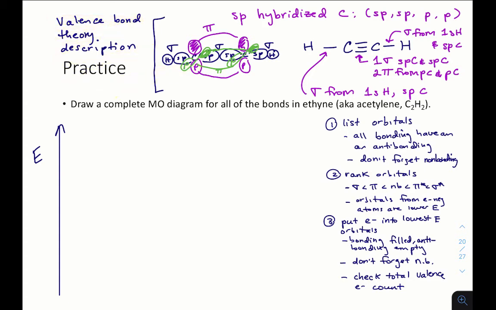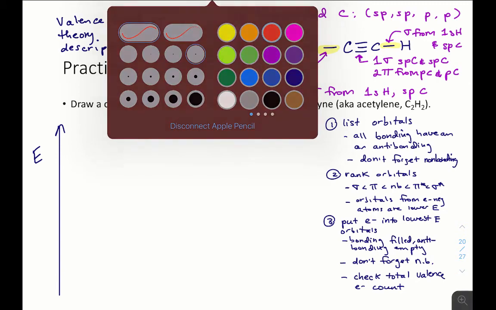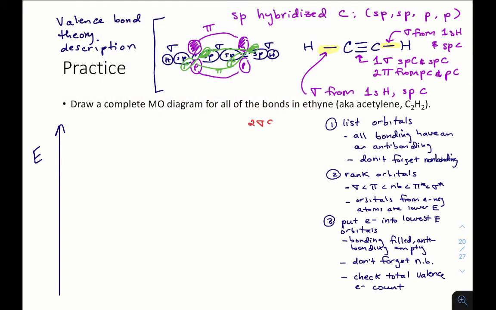So there are 2 sigma CH bonds. Thus, there are 2 sigma CH orbitals. All bonding orbitals have an antibonding orbital, right? When 2 orbitals are combined, 2 are formed, and an antibonding sigma star CH is formed for each of those bonding sigma CH interactions. Don't forget non-bonding. There are no lone pairs, no non-bonding electrons for this molecule, so we don't have to worry about that, but in the next example we will.